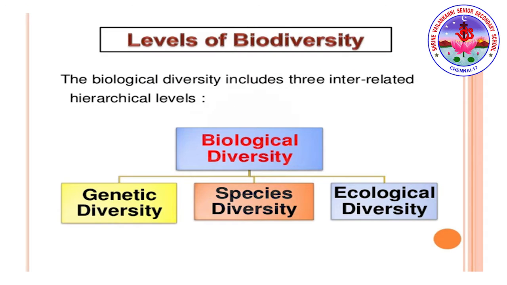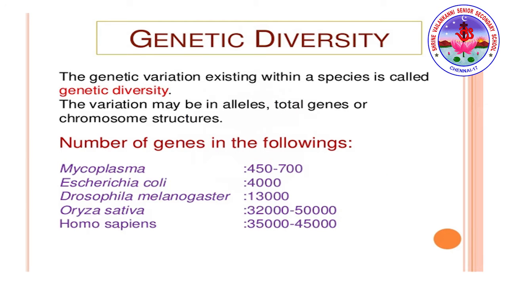Levels of biodiversity. The biological diversity includes three levels which are interrelated, the hierarchical levels. They are genetic, species and ecological. First we are going to discuss genetic diversity.